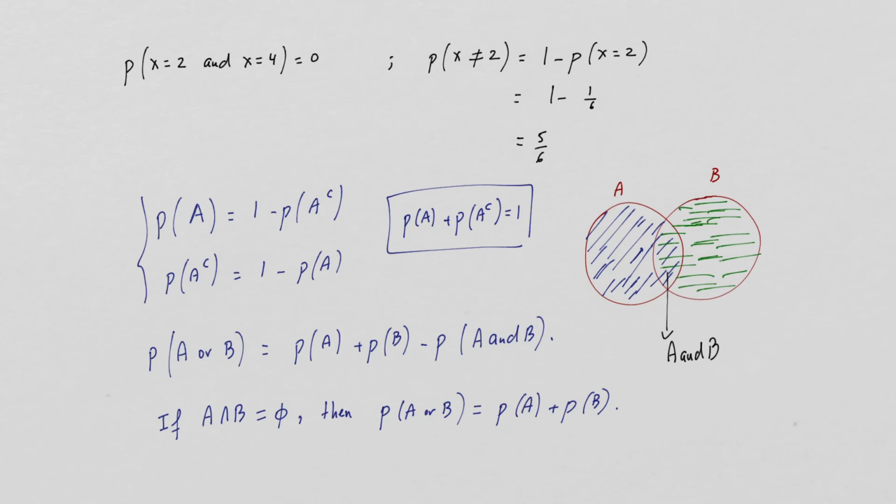Let me visualize it for you. So let's say this is A and this is B. These are your two sets, and they intersect here, A and B, okay? The probability that A happens is the blue stuff, and the probability that B happens is the green stuff. So if I say the probability of A or B is the probability of A plus the probability of B, and I stop right there, as I did here, what's going to happen is, if I add this area to this area, do you see that I counted the intersection twice?